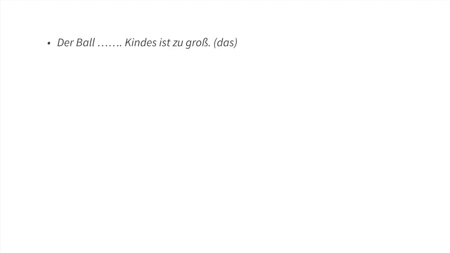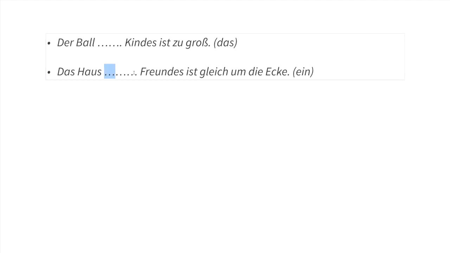Let's do some exercises together. In the first sentence, der Ball, ja, wessen Ball? Yeah, we have Kindes, das Kind, so des Kindes. Ist zu groß. Das Haus Freundes ist gleich um die Ecke. Ein Freund. So here, in this sentence, I would have to place eines Freundes. Das Haus eines Freundes ist gleich um die Ecke.